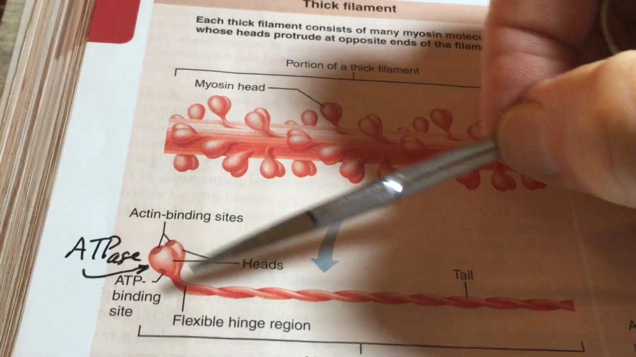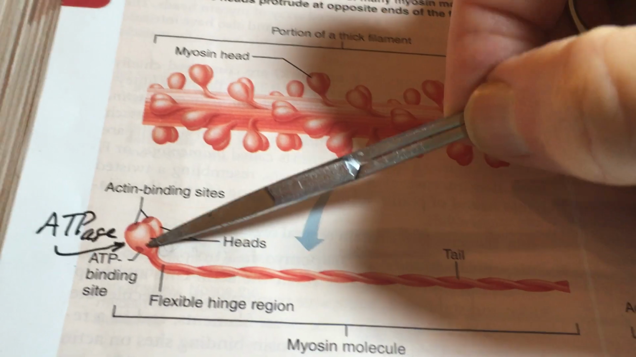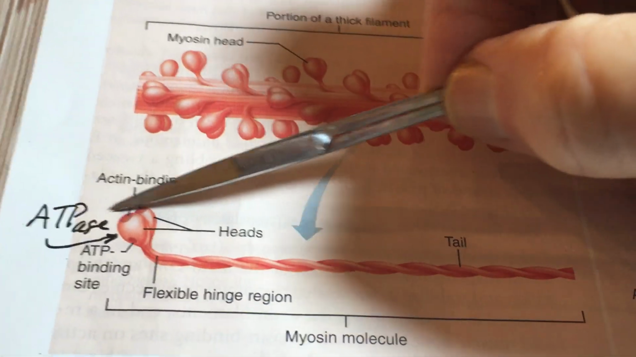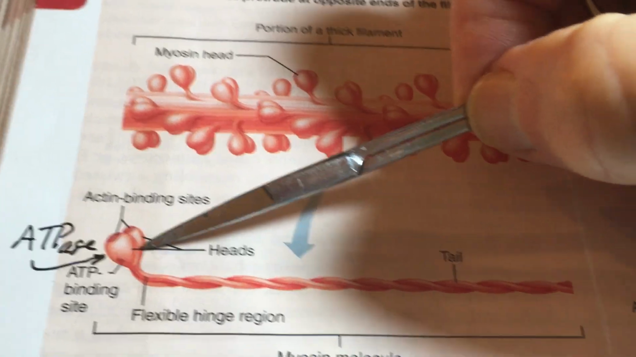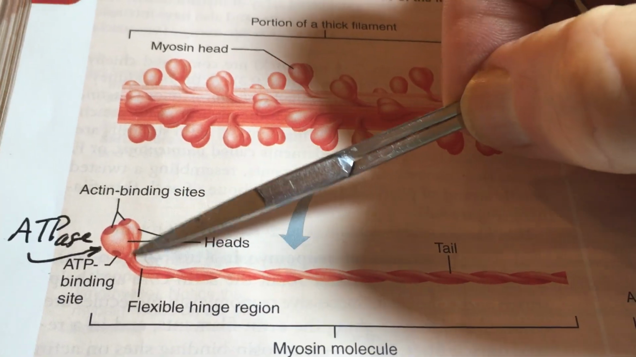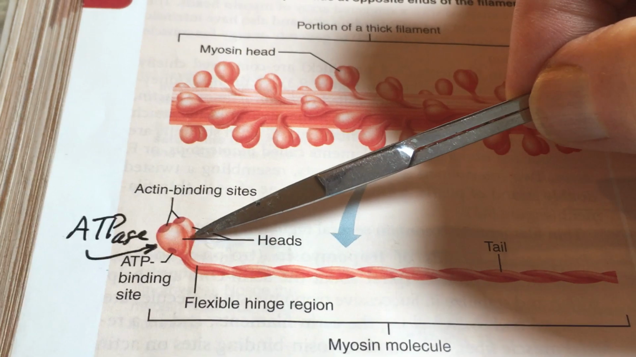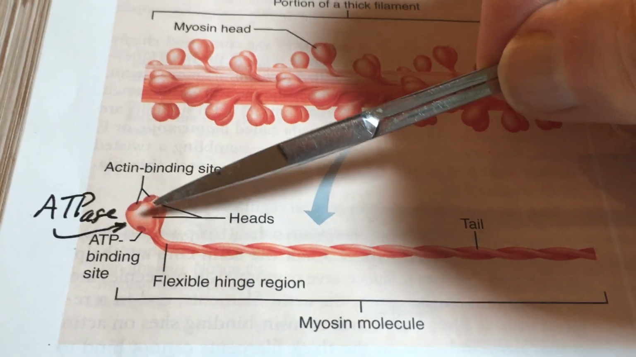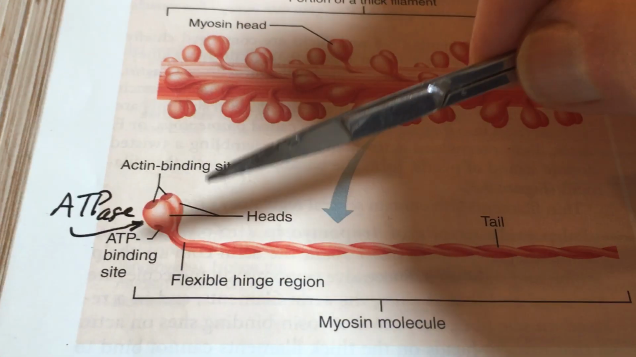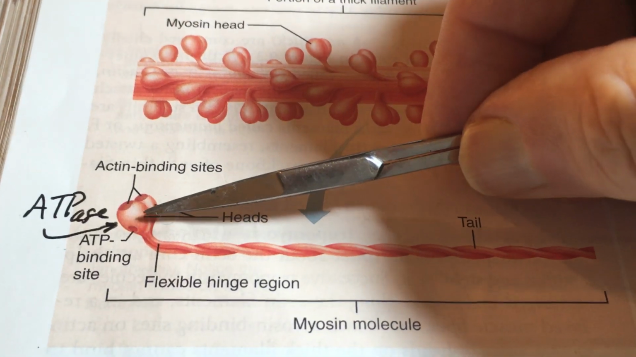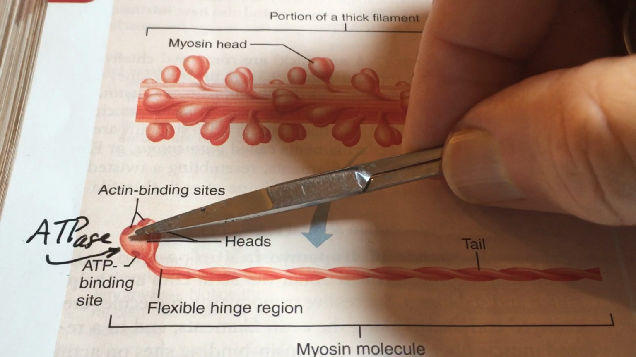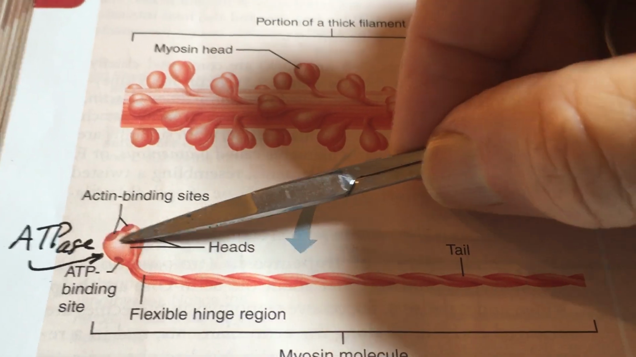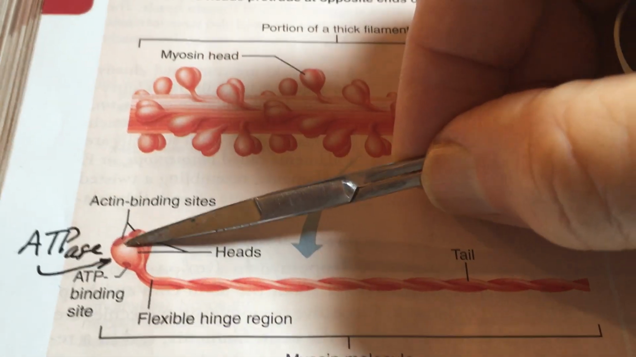Now the head is, in fact, an enzyme, and it's ATPase. It is the enzyme that both synthesizes and breaks down ATP. Okay, you need to put that inside your hat right now, because that's going to be the basis of everything. We also have very specific binding sites here where it binds to actin. So high specificity, it likes to bind to actin.